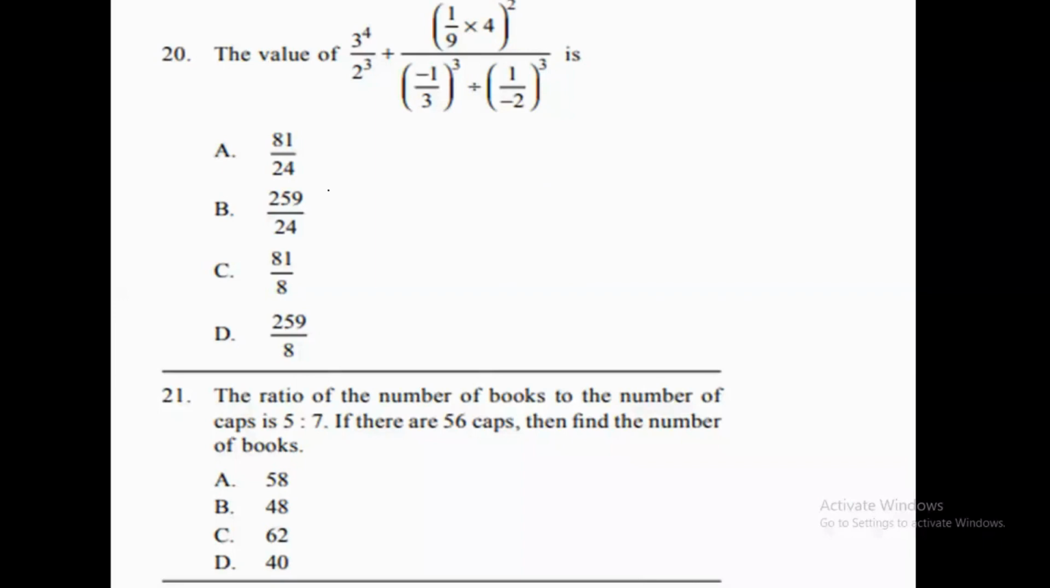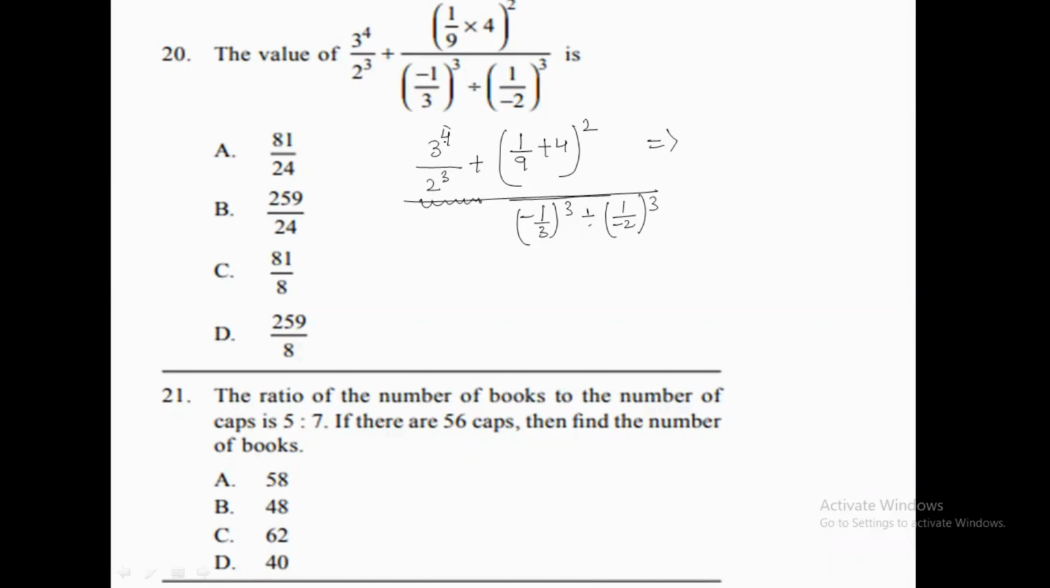So what we can do for this, first we need to solve it step by step. Like what will be 3 raised to the power 4? This is a plus sign. Now 1 by 9 multiplied by 4 is given over here, and we need to find the square of it. Then minus 1 by 3 whole raised to the power 3 divided by 1 by minus 2 whole raised to the power 3. So first we will try to solve each term.